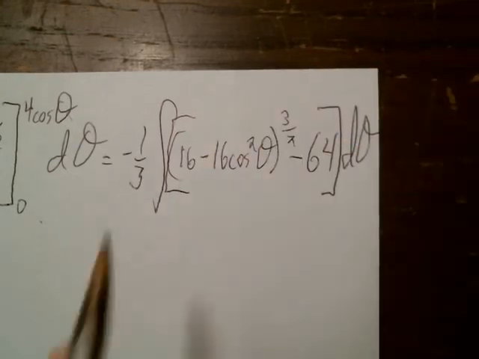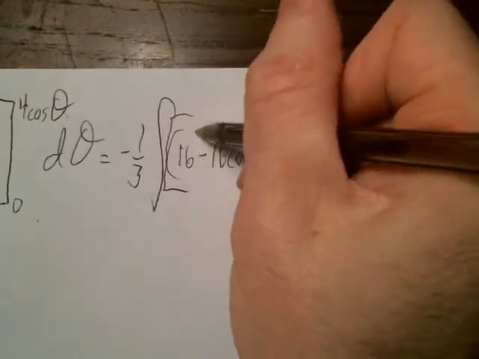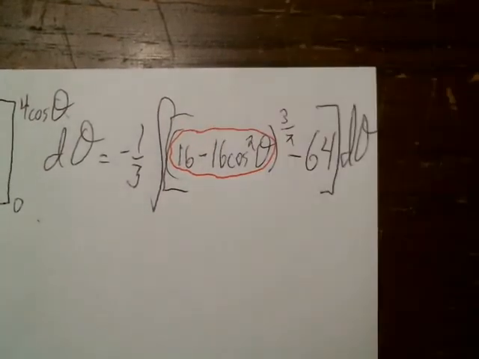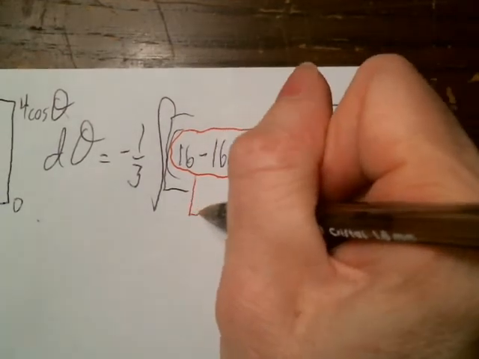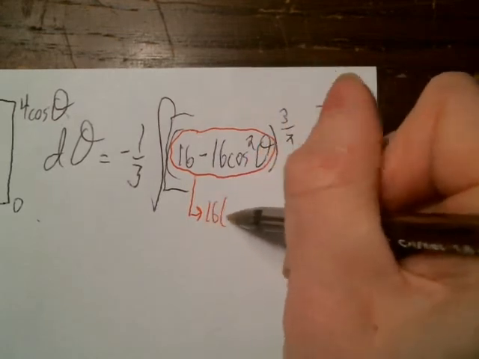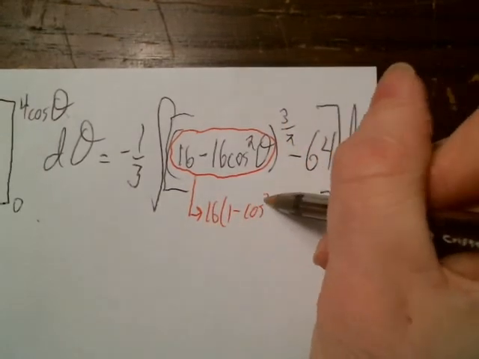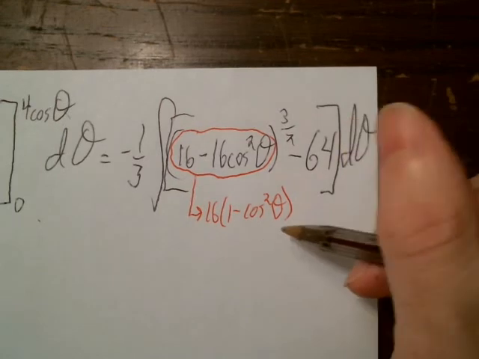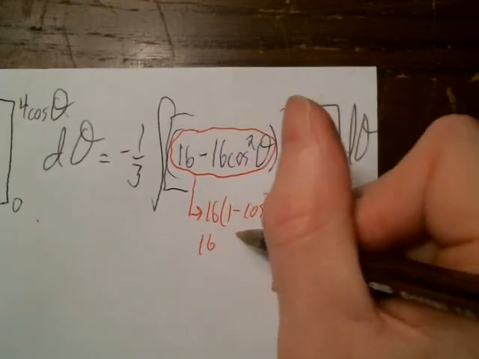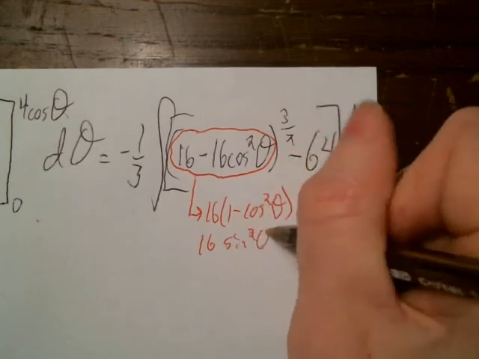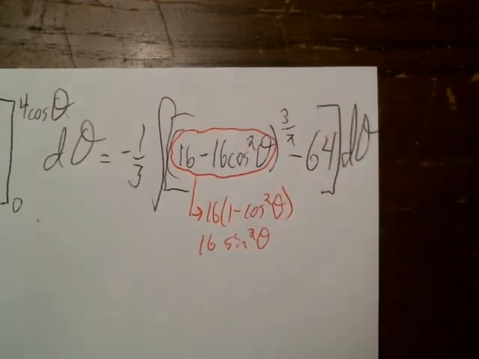You can clean this part of it up using your trig identities. Okay? So 16 minus 16 cosine squared, what is that? Well, that's the same as 16 times 1 minus cosine squared. 1 minus cosine squared from our trig identities is just sine squared. So this will be 16 sine squared.